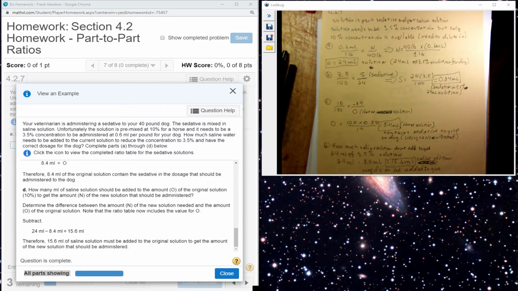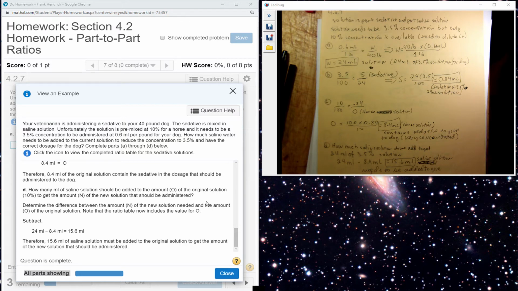So, the solution is part sedative. The dog is part sedative and part saline solution. Okay, so we know that what the dog needs to get, it needs to be a 3.5% concentration at 6 mils per pound for your dog. So how many mils will a dog need? So we can cross multiply here and find out how many mils the dog is going to need.